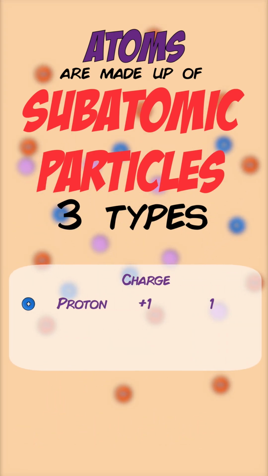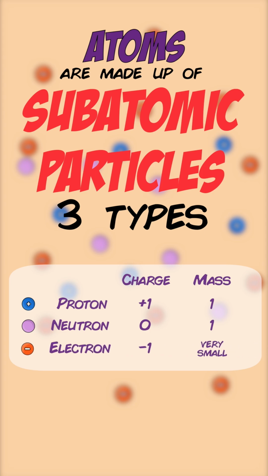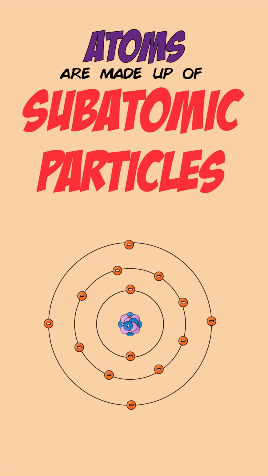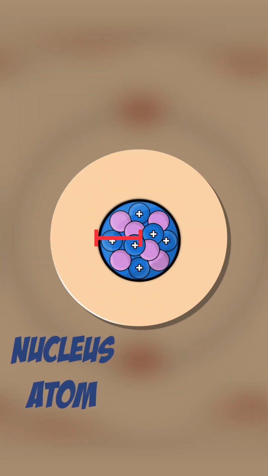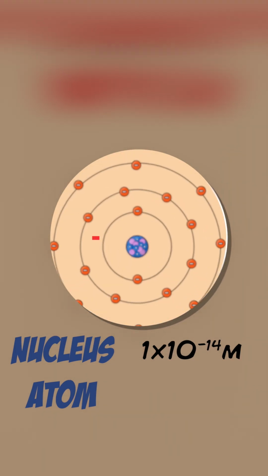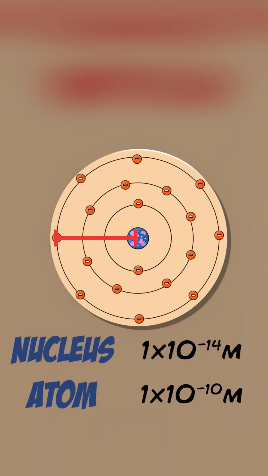Protons have a positive charge with a mass of 1. Neutrons have a neutral charge of 0 and also have a mass of 1, and electrons have a charge of -1 and have a mass that's very small. The nucleus holds nearly all of the mass of an atom, but is about 10,000 times smaller than the total size of it. Its radius is around 1 times 10 to the minus 14 meters, whereas for an atom it's around 1 times 10 to the minus 10.